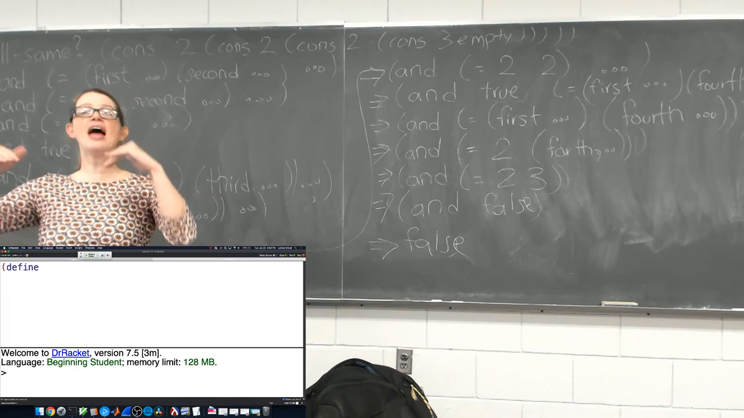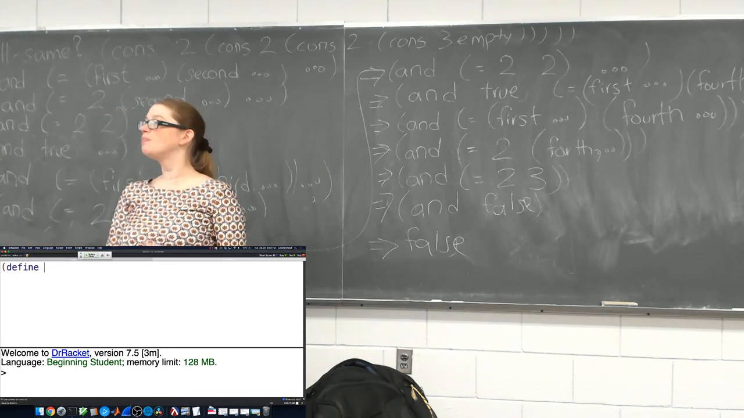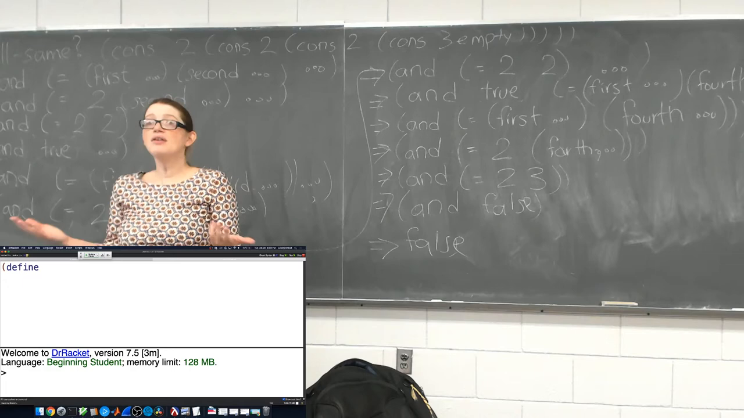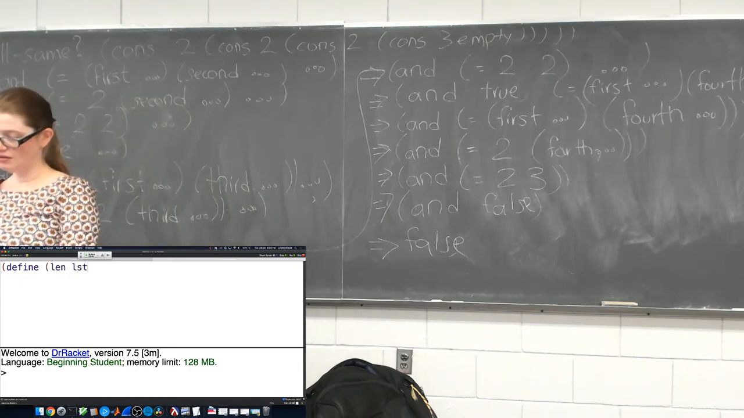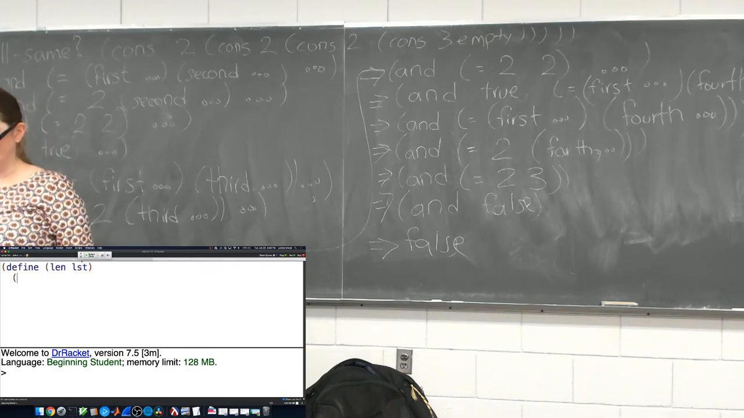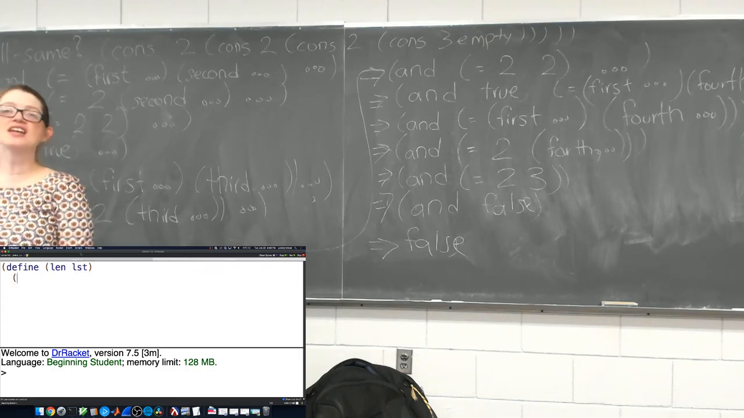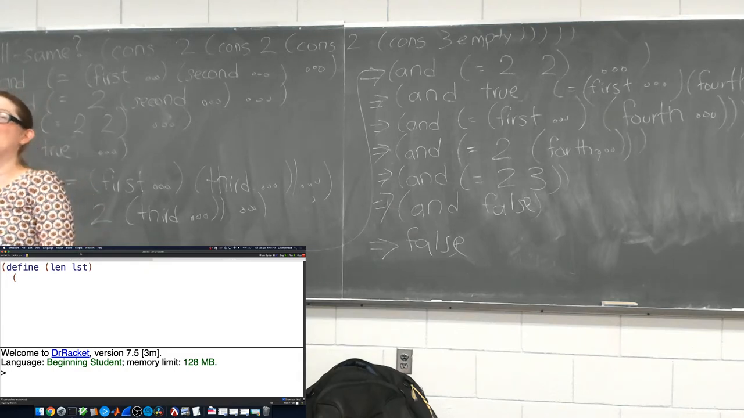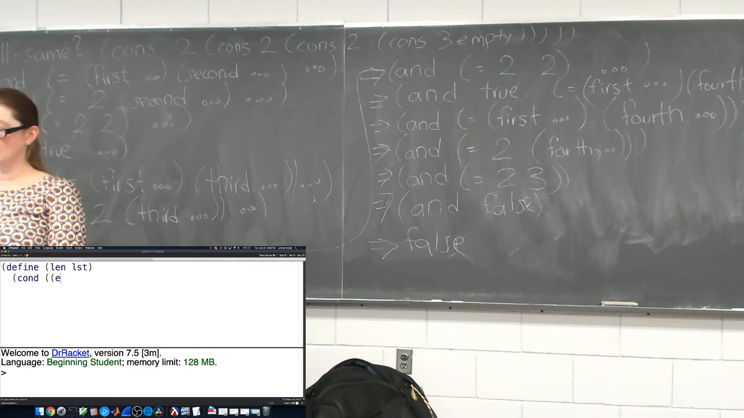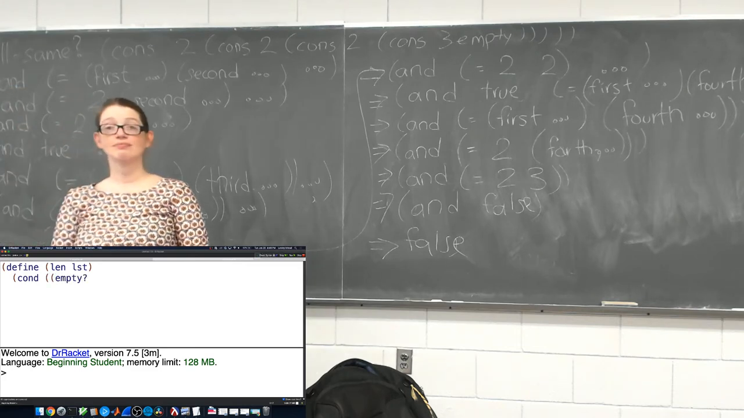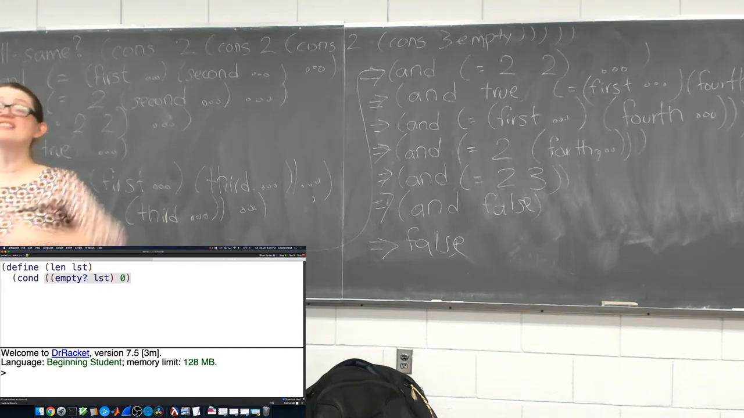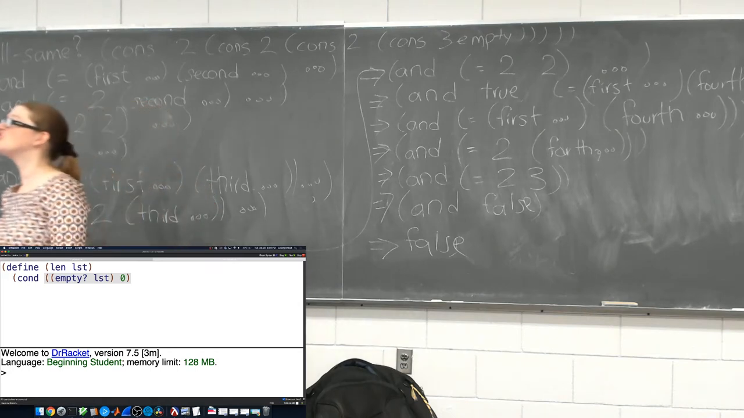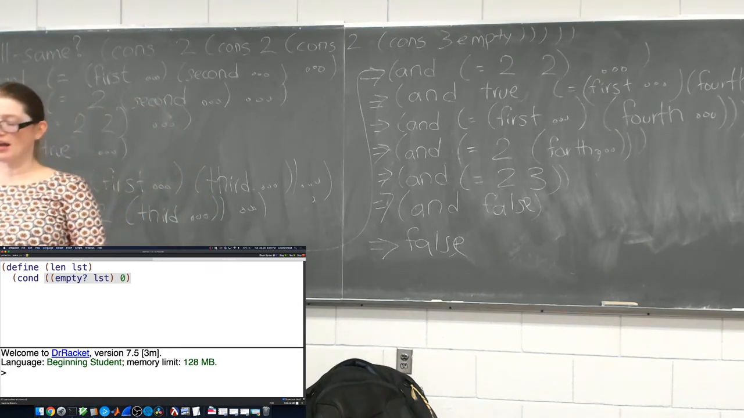So if the list is empty, what value should we produce? 0. Because the list is empty. There's no items. Yes, this is a horribly named function. It's because length is actually a built-in function, so I can't call it length. All right. So in order to compute the length of the list, I have a base case. And the base case is the list empty? And if the list is empty, the thing I want to do is produce 0. Because an empty list has no items.